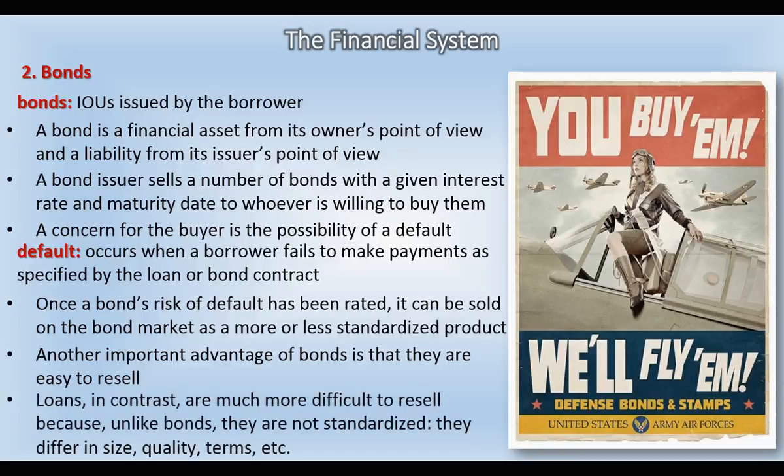Loans, in contrast to bonds, so loans themselves, like an auto loan or a home loan, are much more difficult to resell because unlike bonds, they are not standardized. They differ in size, quality, terms, etc. With bonds, a government might issue a million bonds, and they're all the same. It's pretty clear cut what the asset is, what it represents, what the interest rate is, what the risk is. It's very clear.